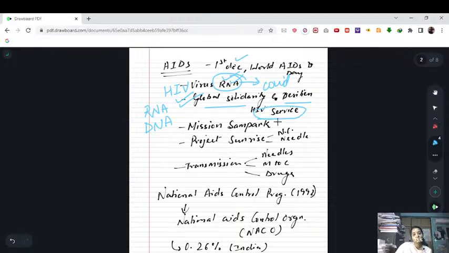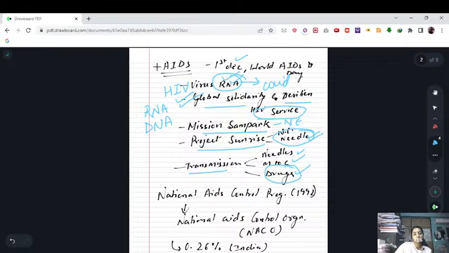The Indian government has Mission Sampark for the Northeast region, because the HIV load in India is higher among the northeastern states, and there is Project Sunrise, in which the government is providing fresh needles, because AIDS transmission is mostly through needles, mother to child, and drug use. So drug addicts use one needle multiple times. So under Project Sunrise, the government is providing fresh needles to break the chain.